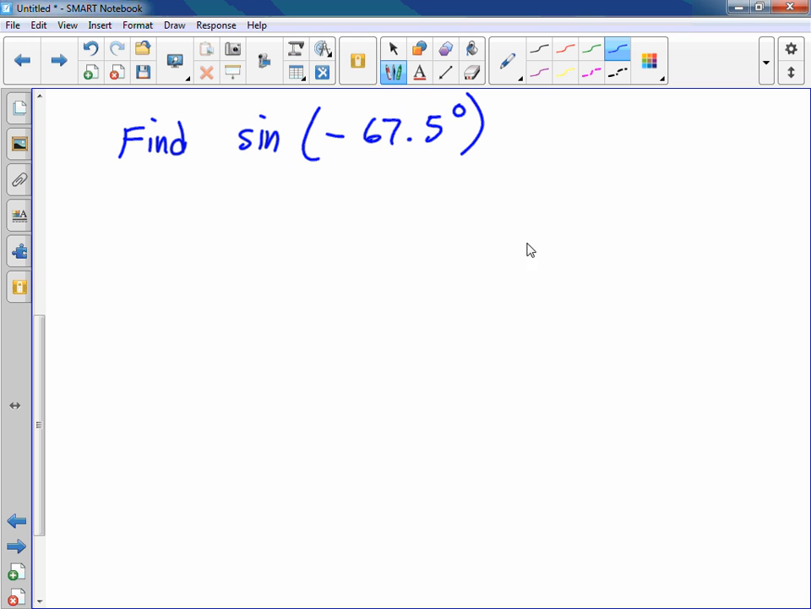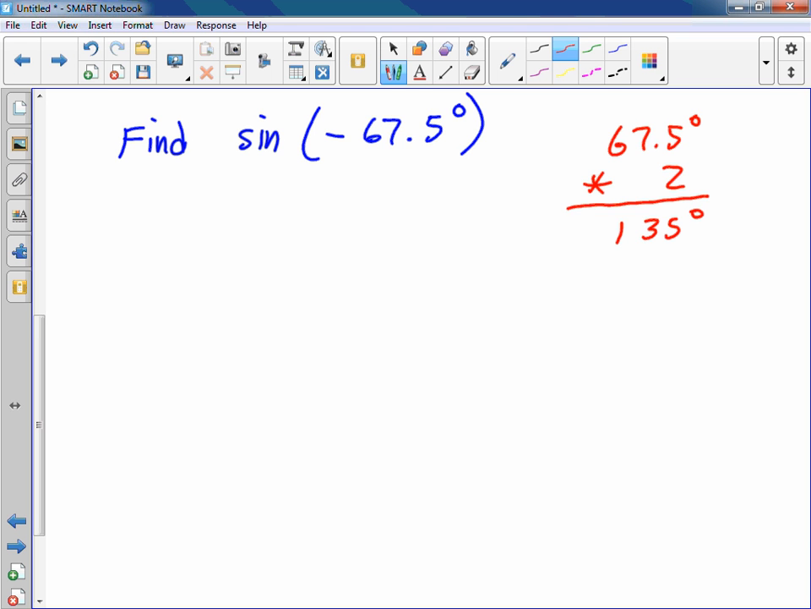So to begin with, 67.5 degrees, you look at that and it looks ugly. But if you think about it in terms of, is it related to any angle that's a little bit nicer? The answer is yes, because you can take 67.5 degrees times 2, and you get 135 degrees. And that's a much, much easier angle to deal with.